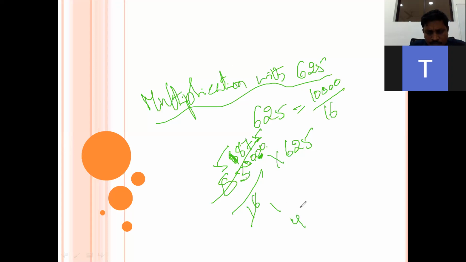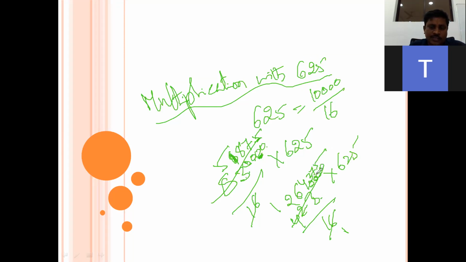Next, 423 into 625. 4 zeros, divided by 16. 16 1 ja, 16 2 ja 32. Carry 10, 103. 16 6 ja 96. Carry 7, 70. 70 means 16 4 ja 64. Carry 6, 60. 16 3 ja 48. Carry 12, 120. 16 7 ja 112. 80, 16 5 ja. 264375. So this is the right answer.